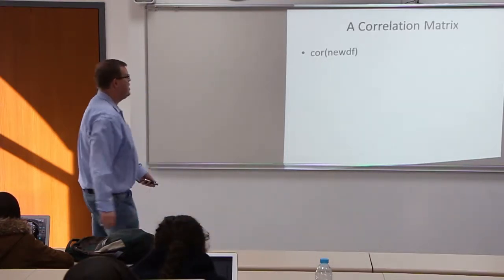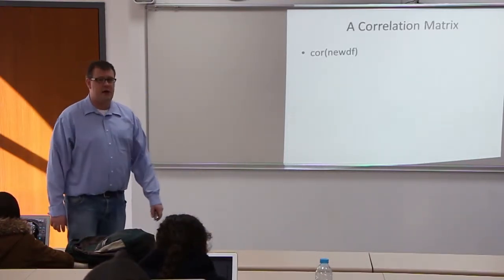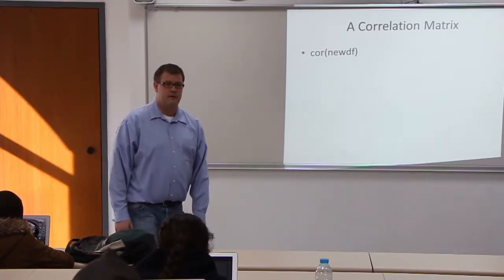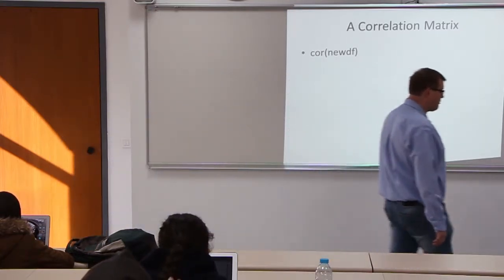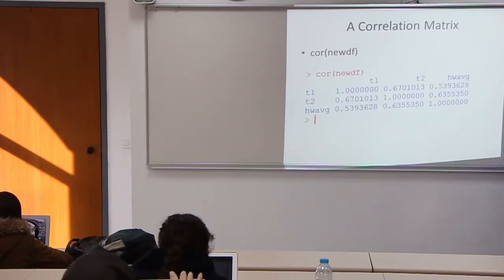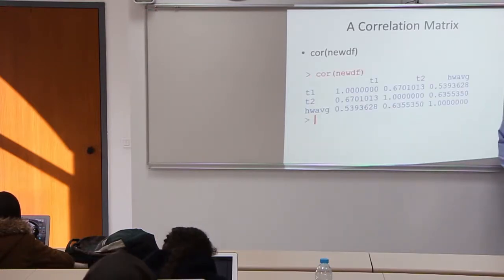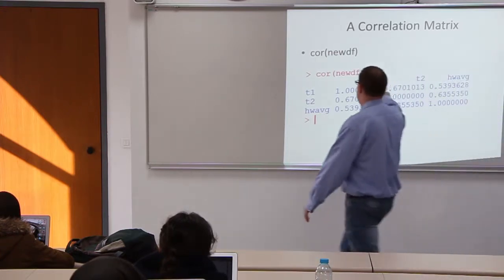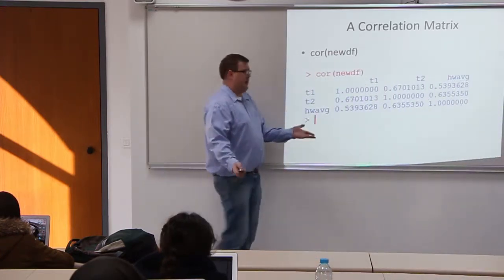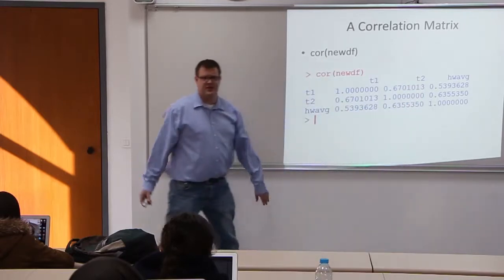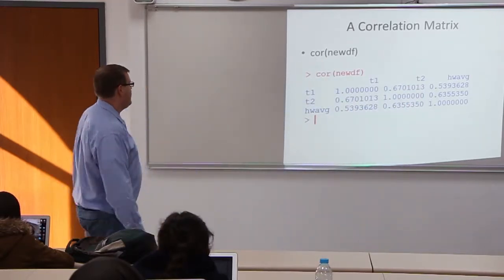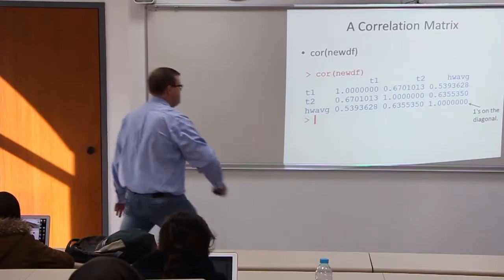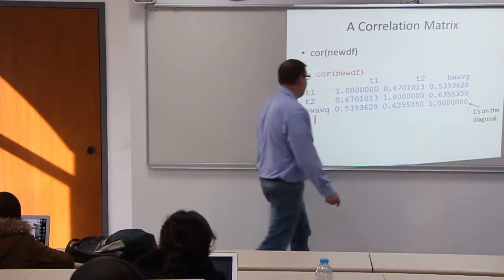Okay, so let's do the correlation matrix for our new data frame. We have 9 different correlations, right? We have a bunch of 1s. What are the 1s? Correlating itself. Yeah, the correlation between test 1 and itself is 1. The correlation between test 2 and test 2, it's 1. It has to be. So we have 1s on this diagonal, just like we did before.